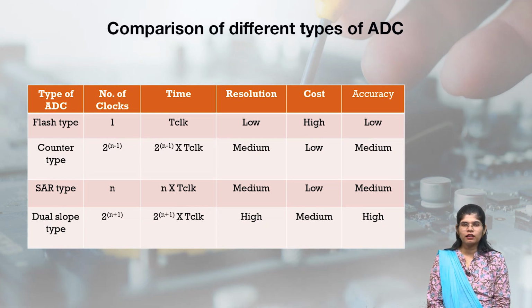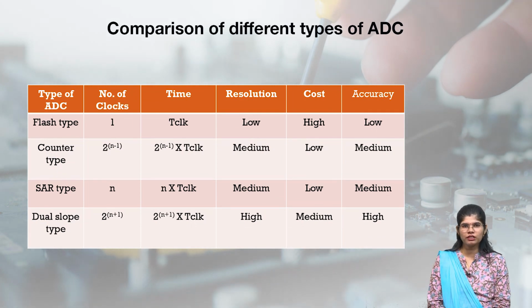If we look at the required number of clock pulses, in the flash type we need only one clock pulse, and due to this the conversion time becomes T clock, where T clock is the clock pulse time period. The counter type takes 2 to the power n minus 1 clock pulses, so the conversion time becomes 2 to the power n minus 1 into T clock. In SAR type ADC, the number of clock pulses required is n, so the total time taken for conversion is n times T clock. And for a dual slope type ADC, the number of clock pulses required is 2 to the power n plus 1, so the total time required is 2 to the power n plus 1 into T clock.